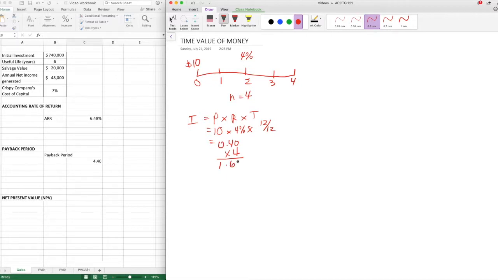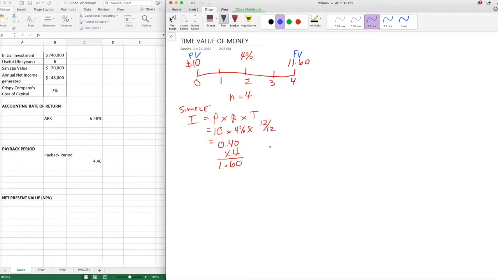And we get $1.60, right? So we would have how much at the end if we had simple interest? Okay, we would have $11.60 by the end of this 4 years. Now, when we talk about future values, that's what we're talking about. That is a future value. This was the present value. That's the future value.